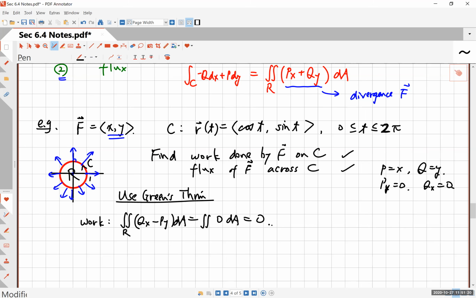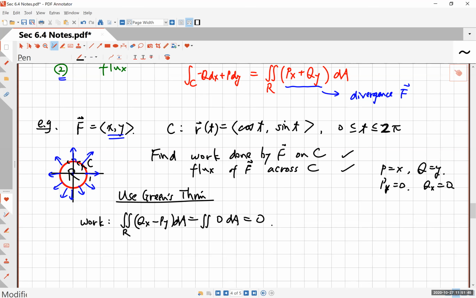Now you could have expected this because remember the work done is the tangential components added together at each point. So at each point we ask, as you go along C in a circular motion, what is the tangential component of the vector field F? And the answer is 0 because at every single point F is perpendicular to the tangent line to the points on C.